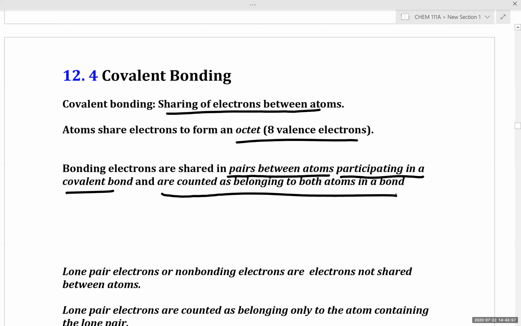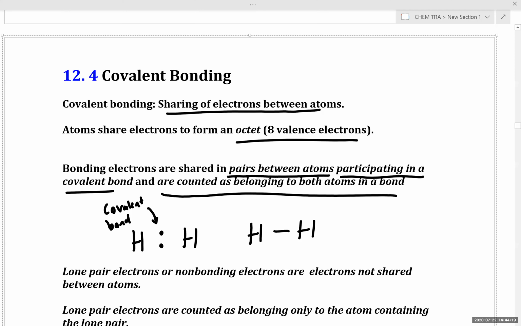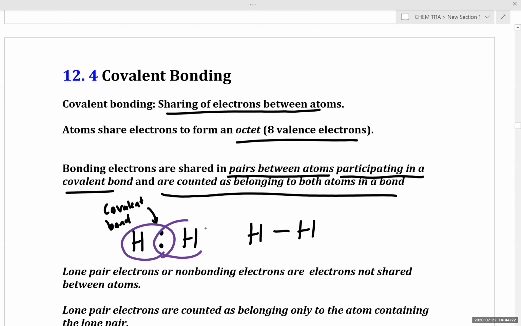atoms in the bond. So for example, if two hydrogen atoms are forming a bond, it can be written as a set of dots or a line. This pair of shared electrons is known as a covalent bond. And as a result, if we're counting the electrons belonging to each hydrogen atom, each would be considered as owning 2 electrons to its name. Does that make sense to everyone?